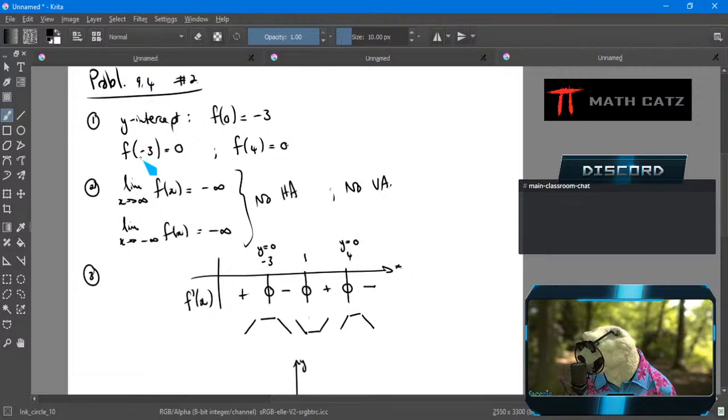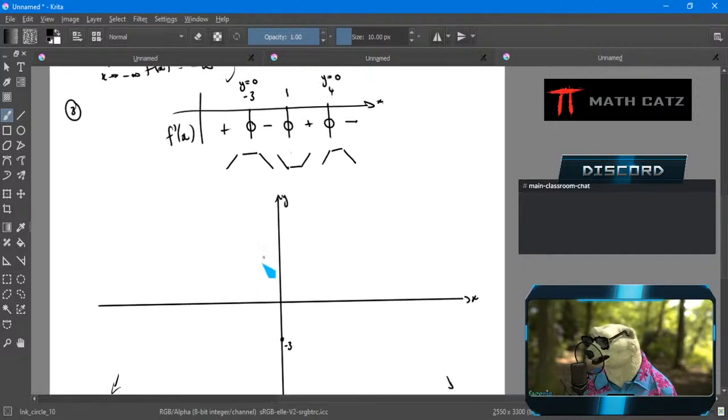I have x-intercepts at -3 and 4. That's important, but not super important. Luckily, it lines up with where the critical points are: -3, 1, and 4. Okay, so let's give me some space here. Let's say -3 is over there. I know that's an x-intercept anyway. 1, maybe a little closer. And 4, maybe over there, and that's an x-intercept as well. I don't know what the y value is at x equal to 1.